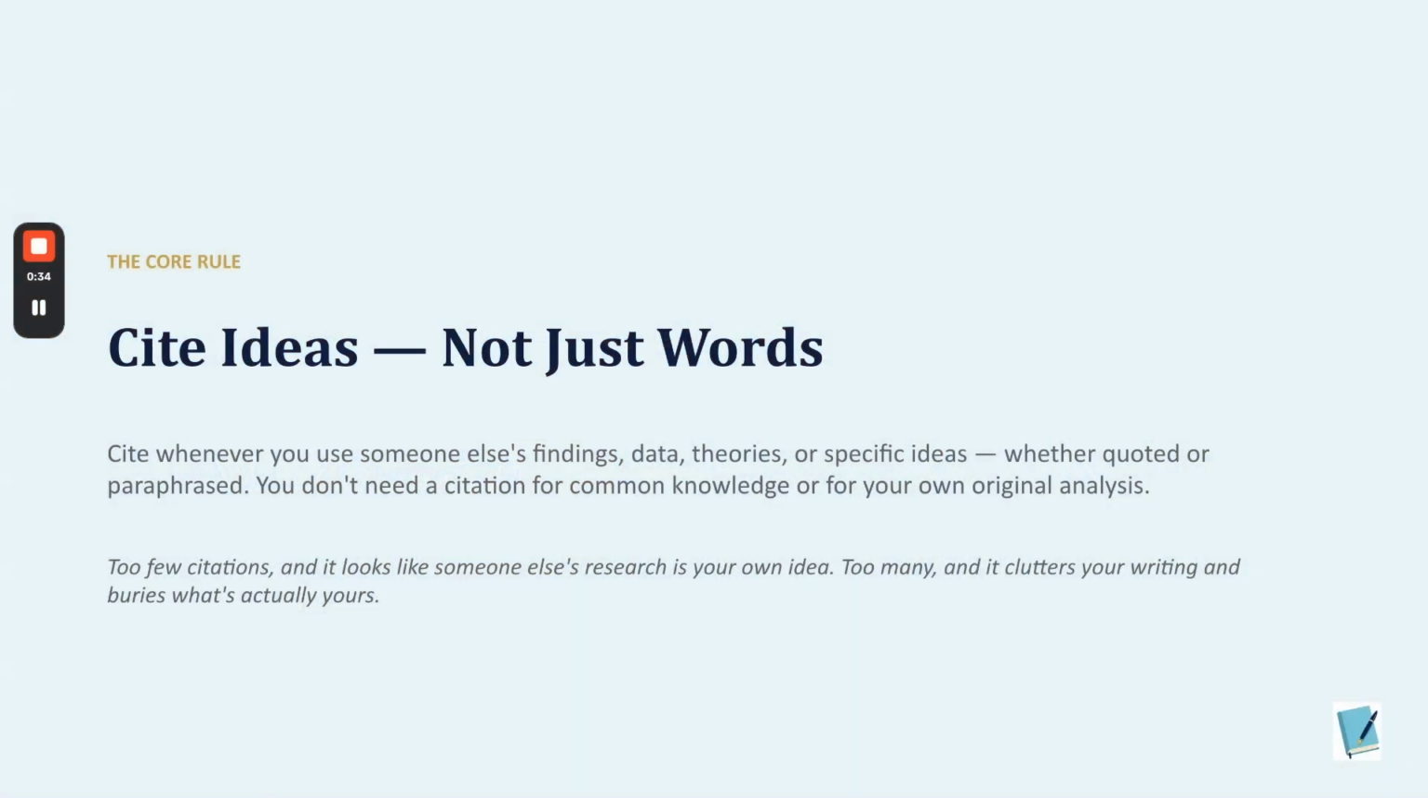Here's the rule that covers both problems. Cite whenever you're using someone else's findings, data, theories, or specific ideas, whether you're quoting them directly or putting them in your own words. But you don't need a citation for common knowledge or for your own original analysis. Get this wrong in either direction, and it causes a different problem.